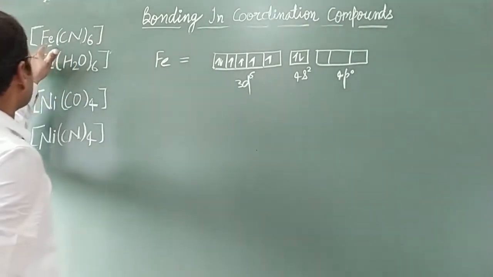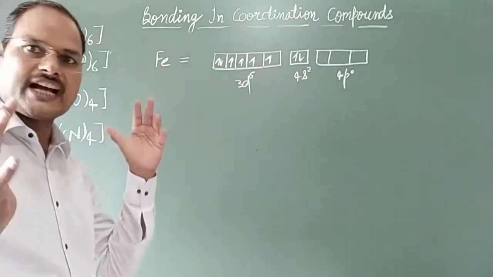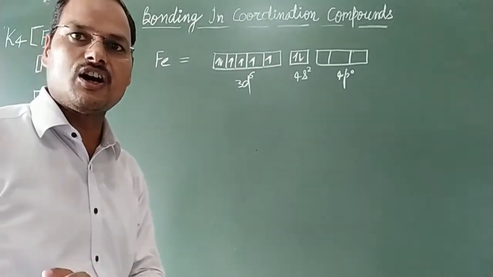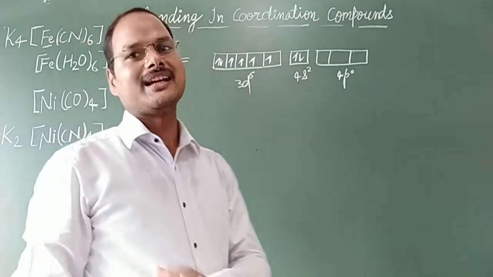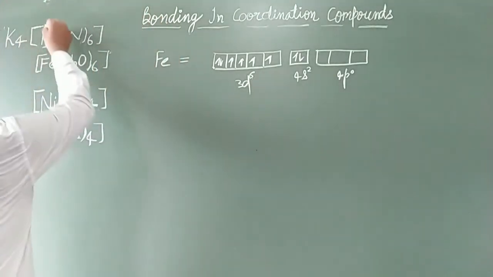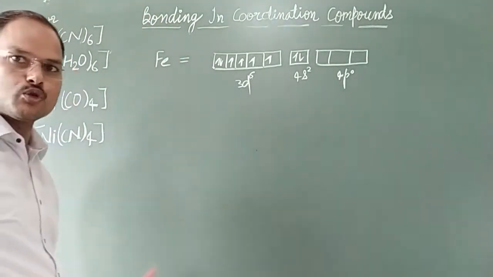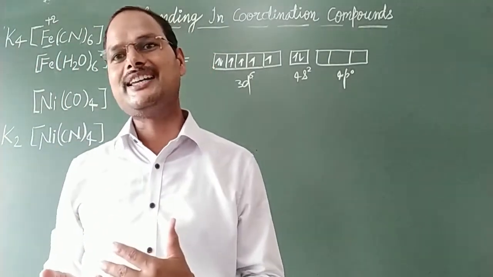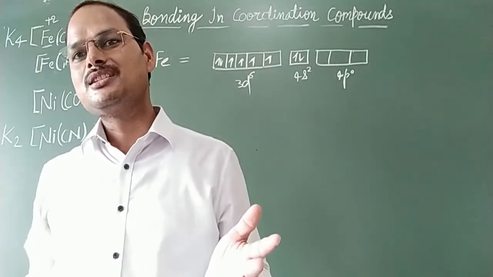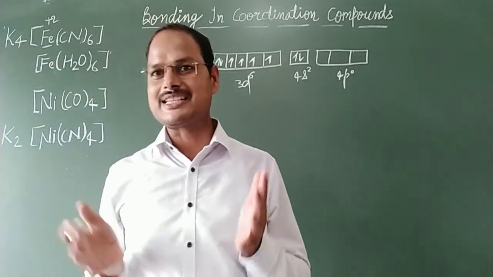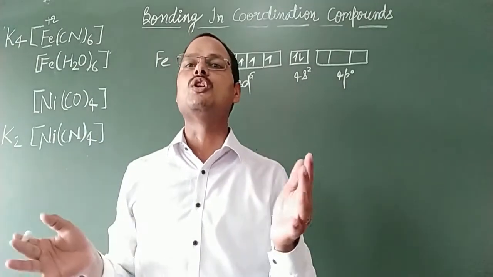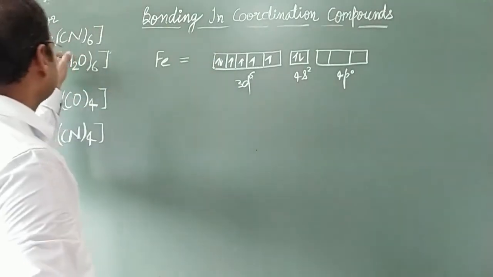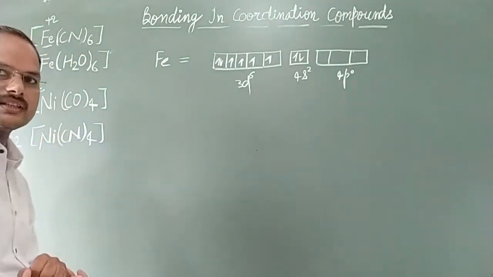Now, to know about the type of hybridization or structure, we must know the oxidation state of the central metal. Here, the central metal has two positive charges. How to find the oxidation state of the central metal atom or ion? For this, I have prepared many videos on our channel. You can watch them to know about oxidation states and how to find them. Here, the oxidation state of iron is +2.